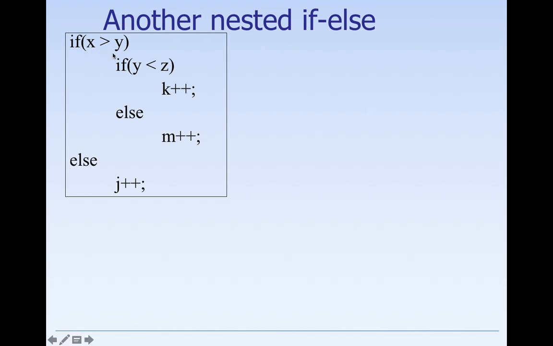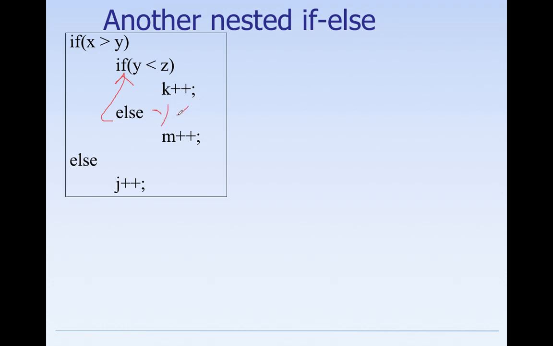So if x greater than y, then if y less than z, k plus plus. Else, so by now you should be able to do the mapping. This else is for this if. So when we got to this if, I'm sure that x is greater than y, okay, y less than z, then k plus plus. Else, meaning y is less or equal to z. So if you get here, then y is less or equal to z.